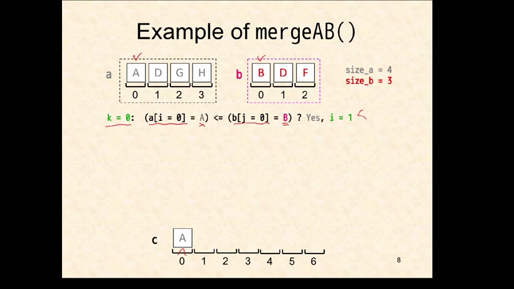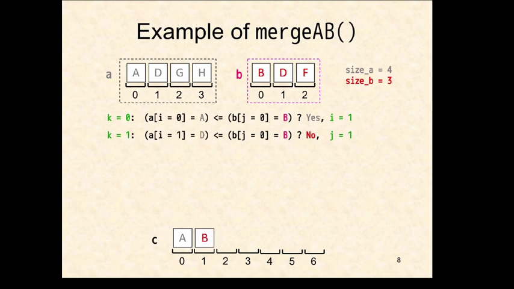So I gets incremented because we took from container lowercase a. Okay, so we move on. The for loop increments k. So now when k is equal to 1, we compare A sub 1 to B sub 0. Is D less than or equal to B? No, it's not. So the capital B has to go to the output region. And if the capital B, which came from lowercase b, goes to the output, then J must be incremented.